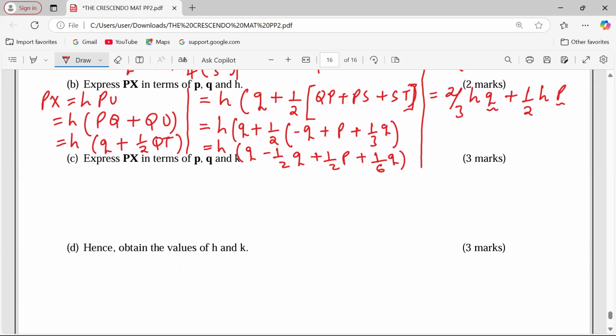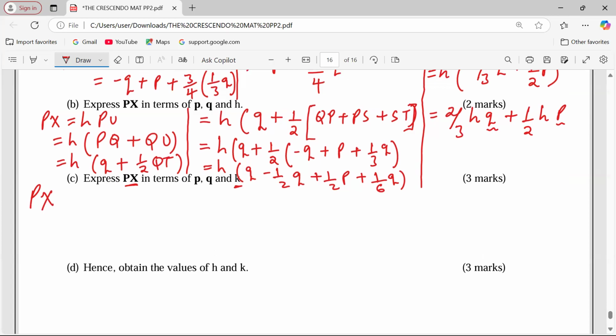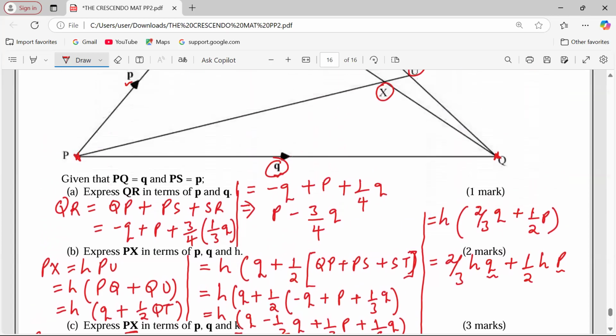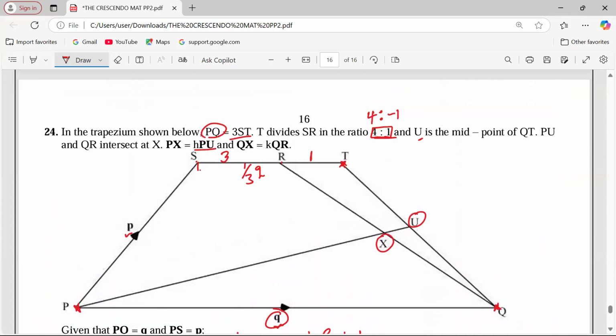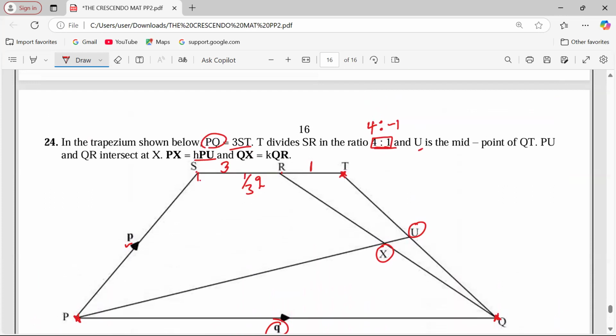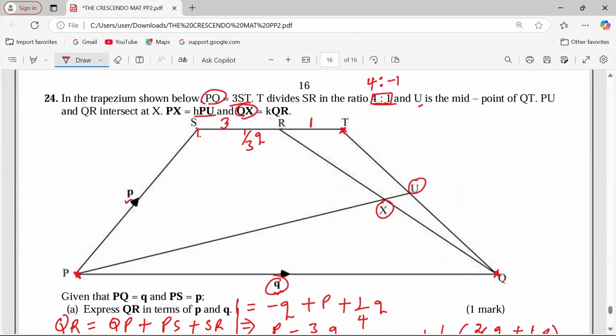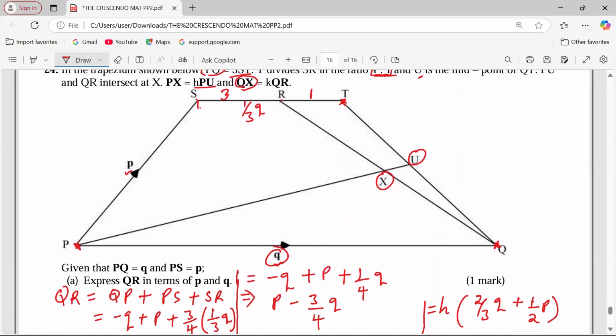What about the second expression of PX? For the second expression of PX, we are supposed to accommodate K. So PQ and K, constant K. How shall we accommodate K? By ensuring that we go through QX. So we talk about PX.